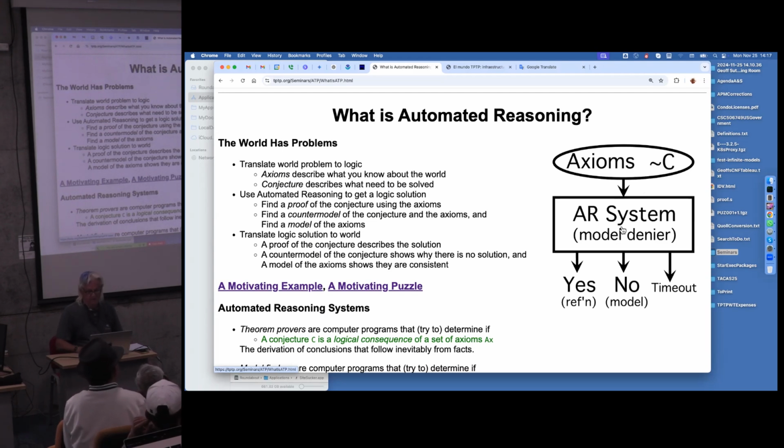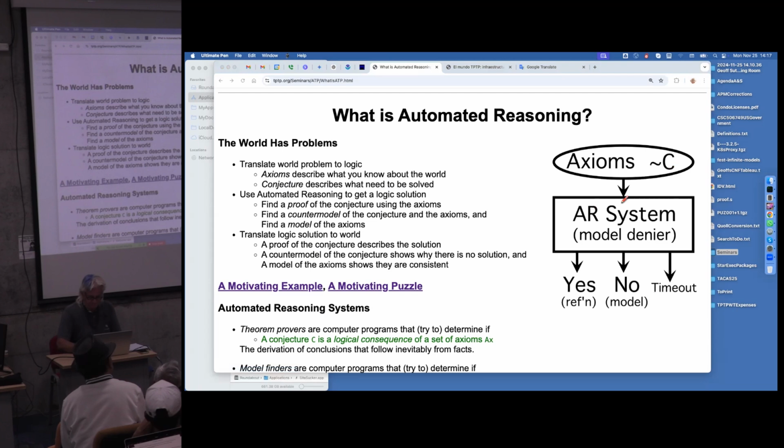And so with this tool, we give it to the system. It says, yes, there is a contradiction, and we say, yay, we have a proof. Or it says, there is no contradiction, and we cry. Or it says, I don't know, 3 minutes, not enough. Now, people might understand we are looking for a contradiction.